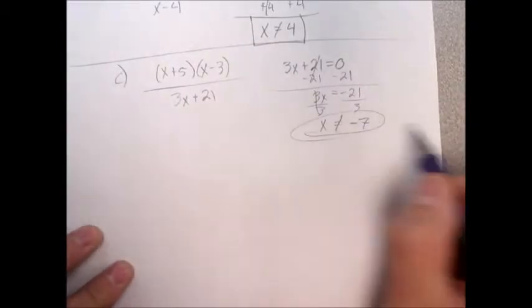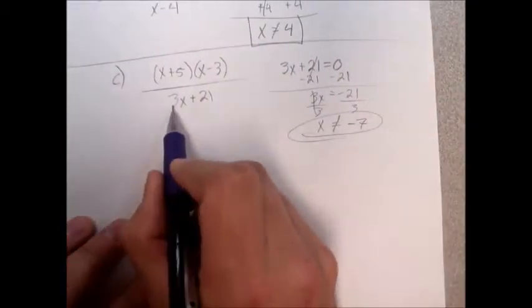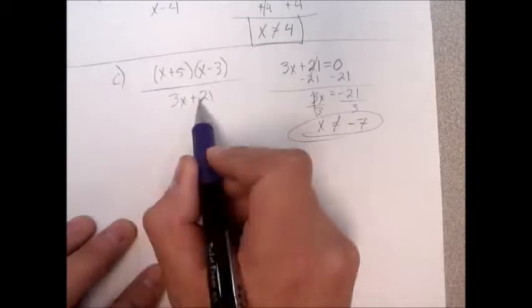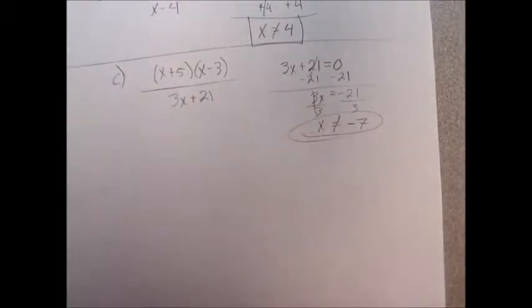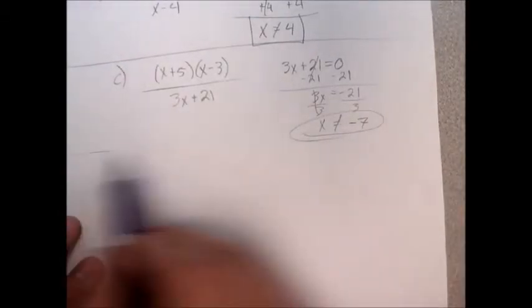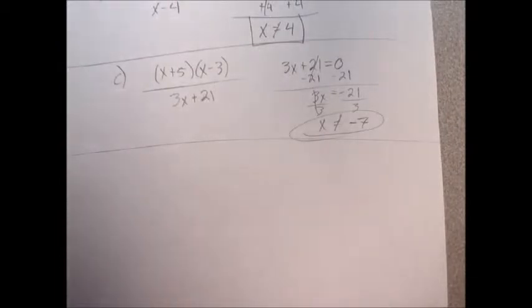And I'm good. And again, I can double check this. 3 times negative 7 is negative 21. Negative 21 and positive 21 make 0. So it's just a really quick check. Any questions there? Okay.